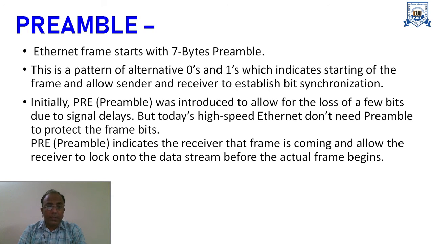In the old days, the preamble was introduced to allow for the loss of a few bits due to signal delay. If there is a signal delay, there could be loss of a few bits, so to avoid this, we need a preamble. But in today's high-speed Ethernet, it isn't needed because the delay is less. So the preamble indicates to the receiver that a frame is coming and allows the receiver to look into the data stream before it actually begins.